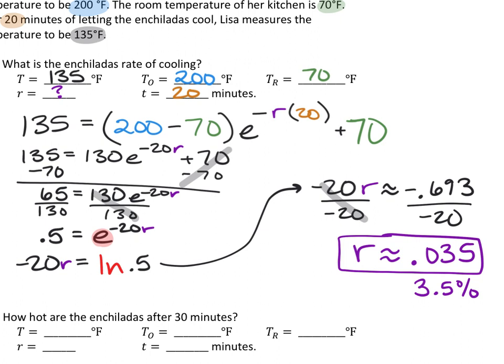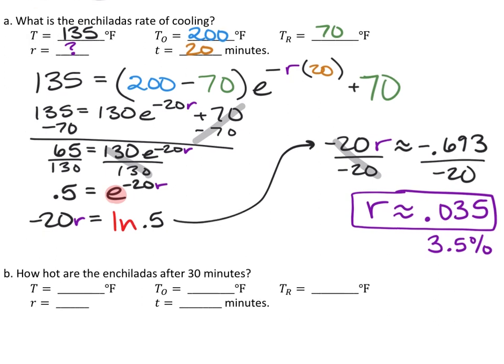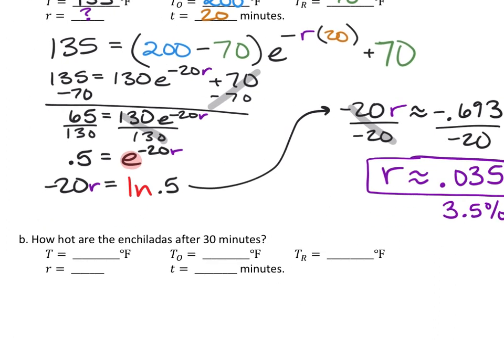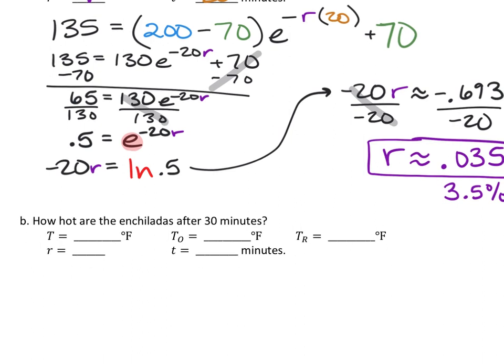So let's say we were really desperate to eat these enchiladas, but we knew that 135 degrees Fahrenheit, which was the final temperature, was still going to burn our mouth. We need to figure out how long we need to wait so that we don't burn our mouth off. I'd probably eat it at 135 degrees. I like my food hot. But we are going to leave those enchiladas out on the counter, not for 20 minutes, but for 30. How hot are they going to be after 30 minutes?